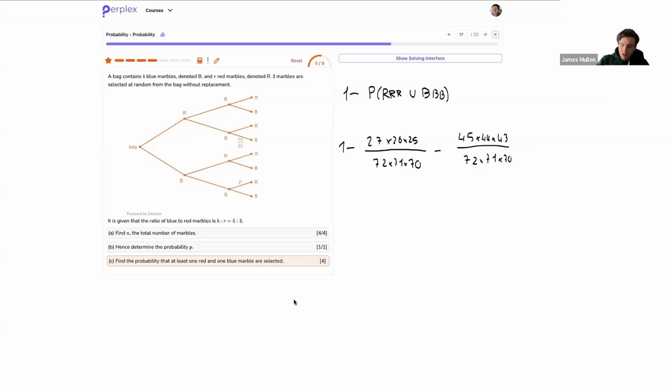And I can simplify one step further and say 1 minus, put them over a common fraction at least, 72 times 71 times 70. And then 27 times 26 times 25 plus 45 times 44 times 43. All right, that's the best I can do.